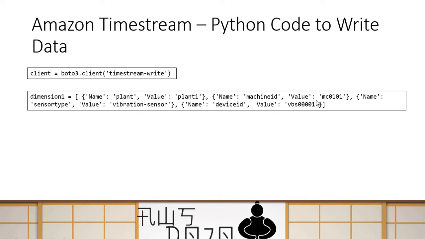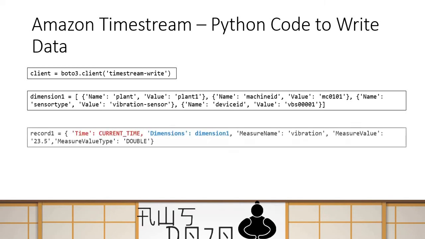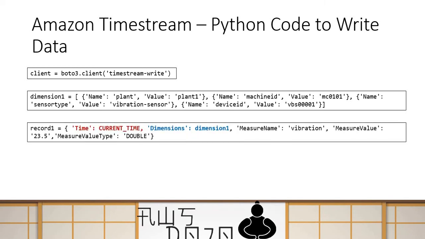Another dimension is machine ID, this is the value. Sensor type, this is the value. Device ID, this is the value. Now you can create as many dimension values as you want here, but you configure your dimension in your code. Then you write your record or your row.